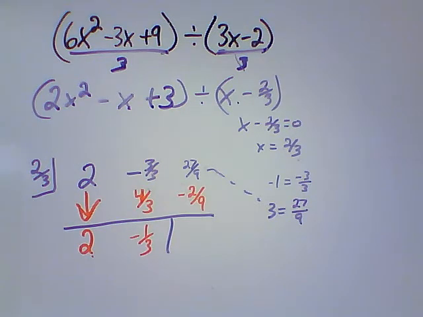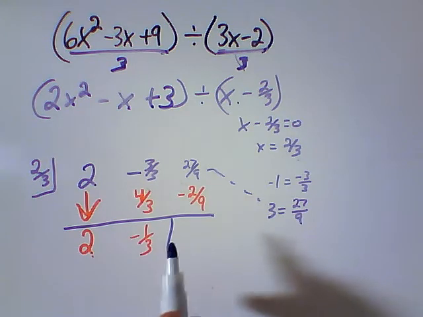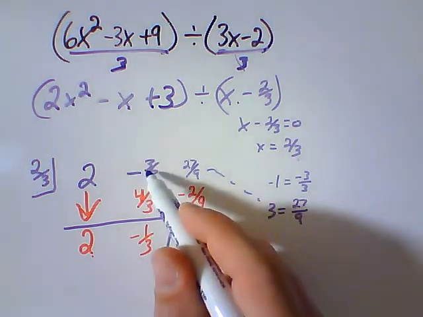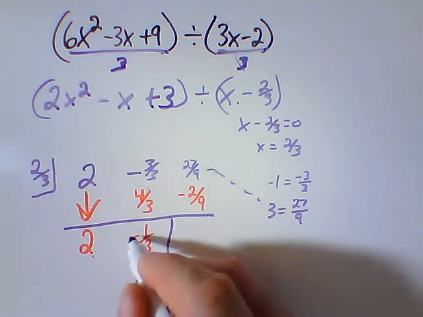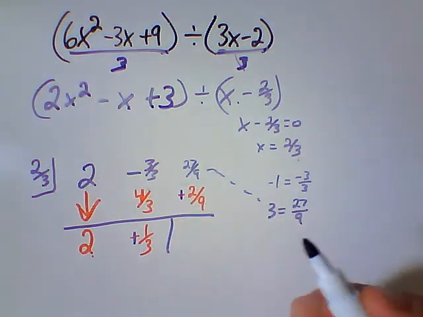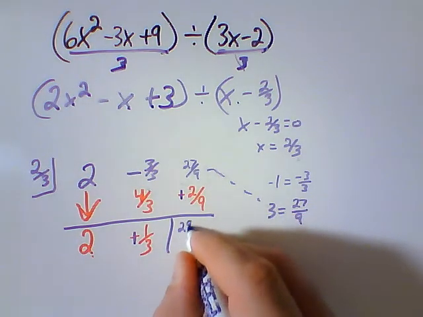And I lost a sign somewhere. Hold on. Y'all didn't stop me. Why didn't anyone stop me? -3, +4, that's a +1. And that's a +2. That's 29 over 9.